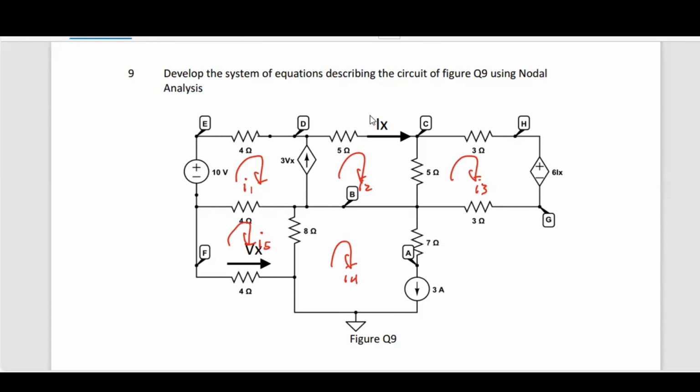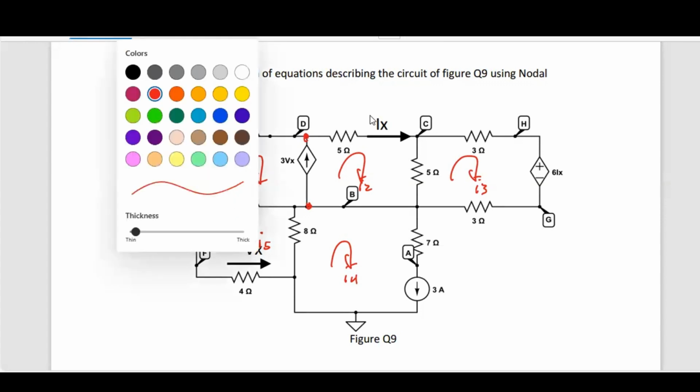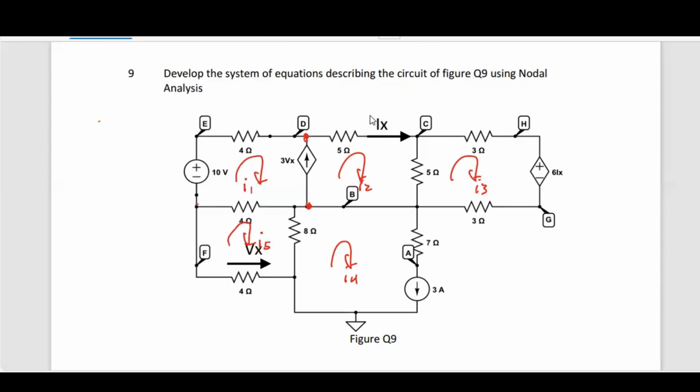So I have a super loop here. I have a current source being shared in between two loops. We're going to do the same thing we did before. If I join this super loop, it'll be here, up here, ignoring this for now, here, here, and back to here. So this whole thing here will be a super loop.